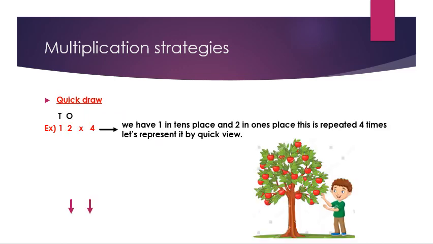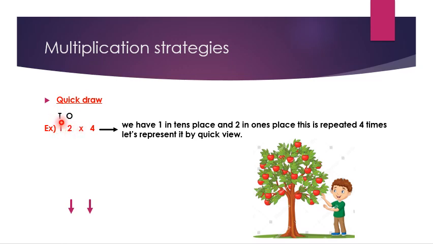The last strategy with us today is quick view. Okay, here I have 12 by 4. The first step, I'm going to write tens and ones. 1 in the tens column, 2 in the ones column. Is it right? So here I have 12 by 4.